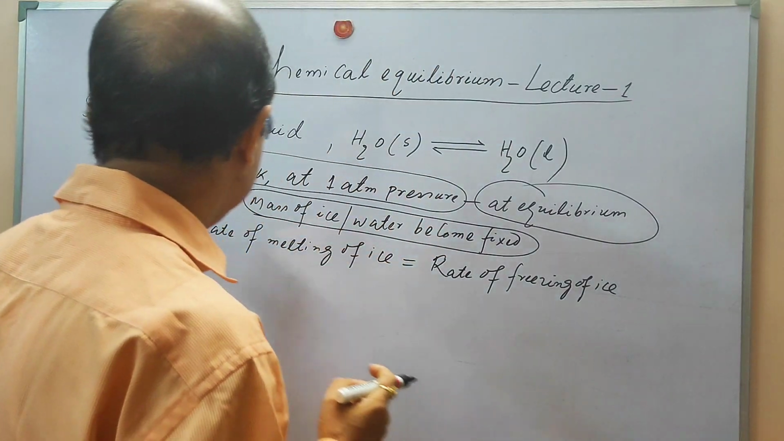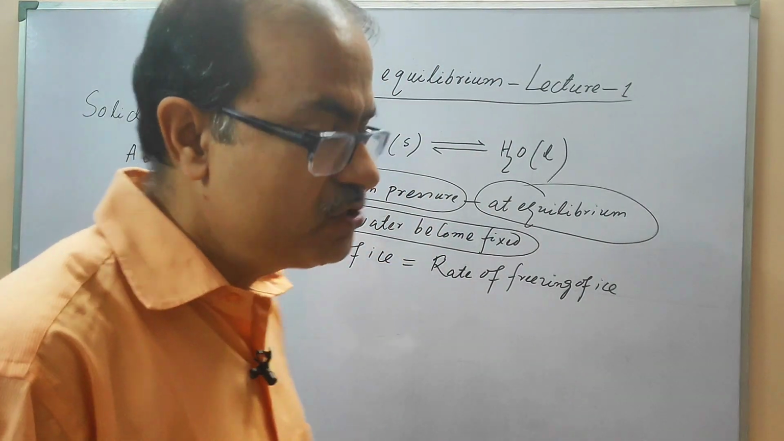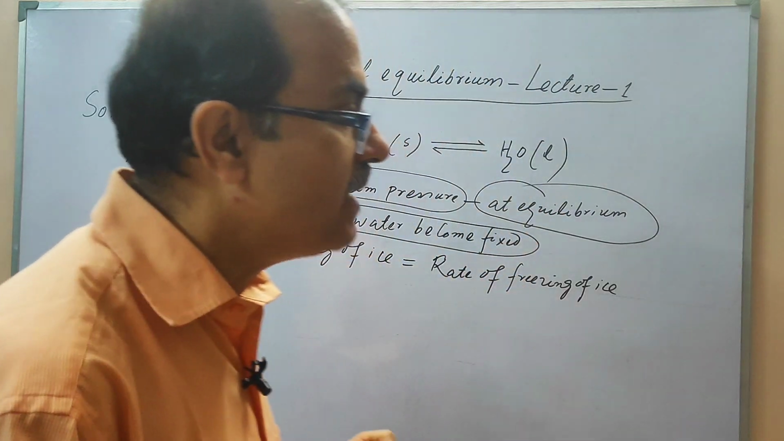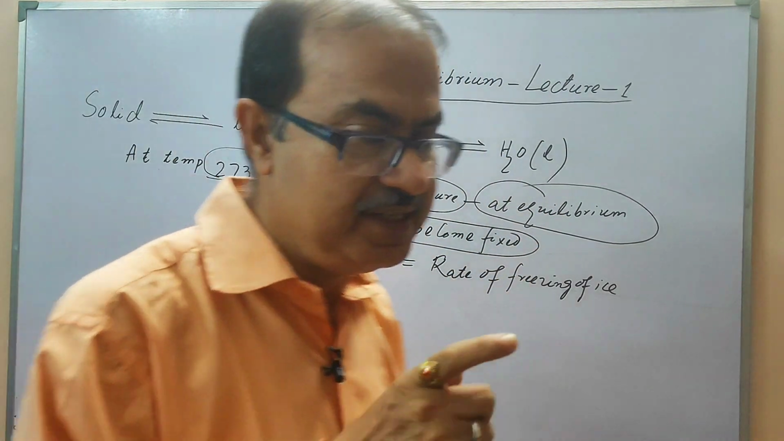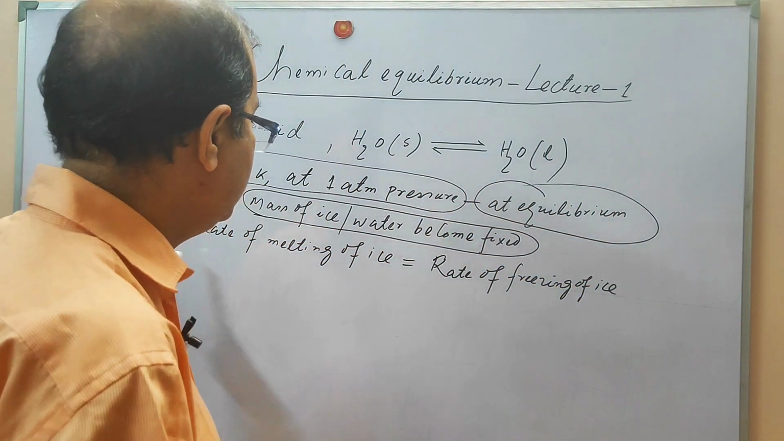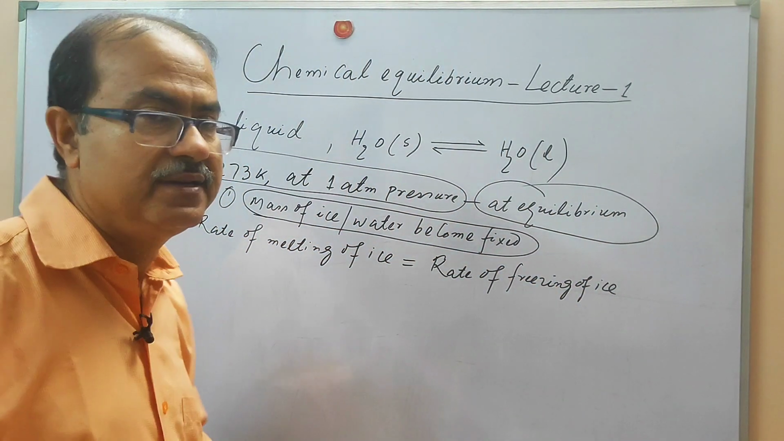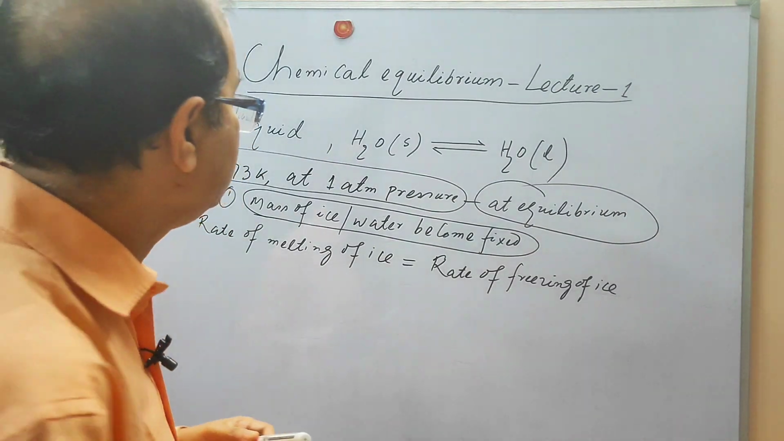So we understand this physical transformation, solid and liquid, the ice-water equilibrium. At the equilibrium point, you will find constancy in the amount of ice and water, and this is because the rate of melting and the rate of freezing of the ice are the same.